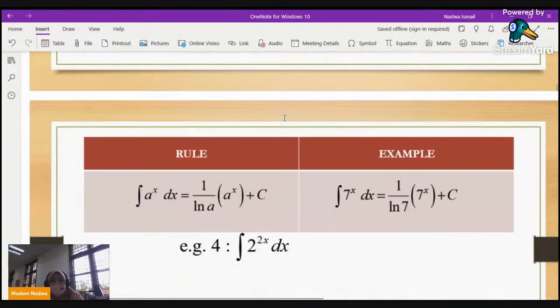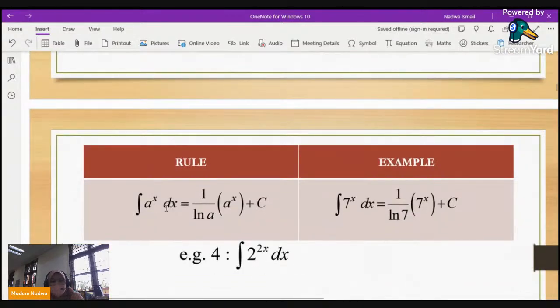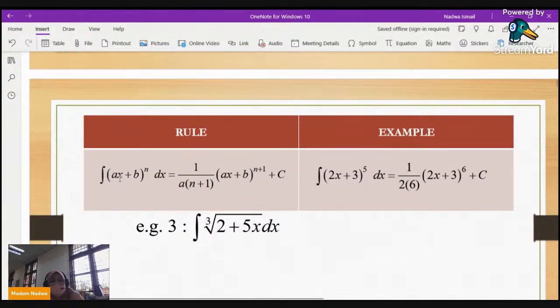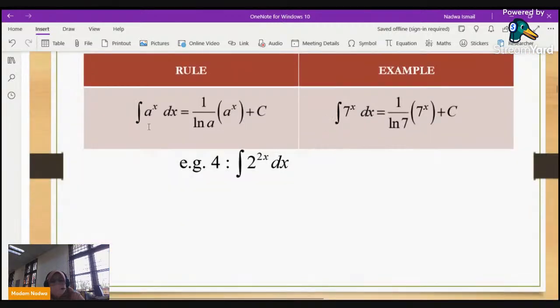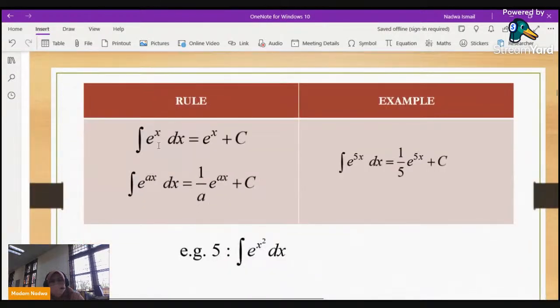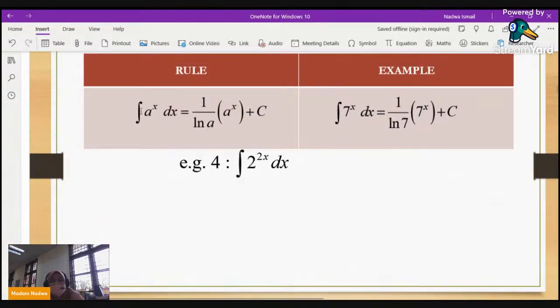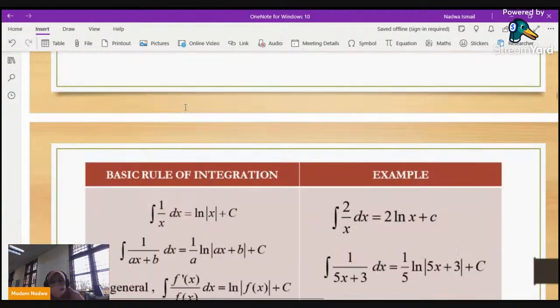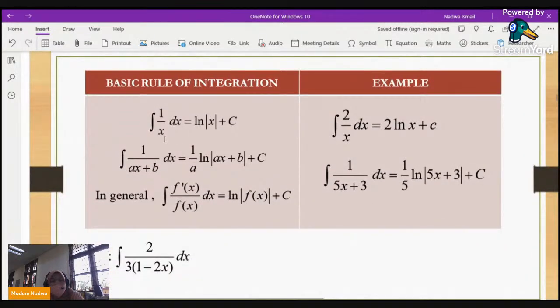Next one, so how do we actually integrate exponential, and how do we integrate when we have a bracket and a power outside the bracket. This is exponential, this is also exponential but the base is e, and this is exponential but the base is any constant. So this is 1 over. When we find the case is 1 over, we cannot treat it as the bracket to the power of negative 1, because in integration we have to add to the power.